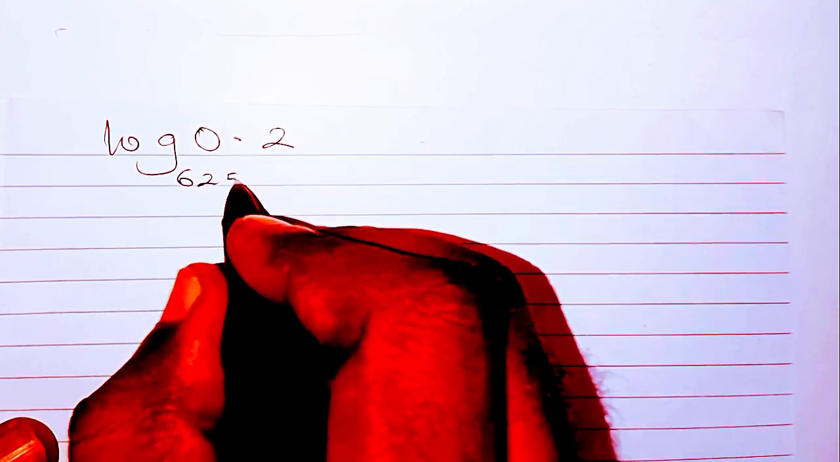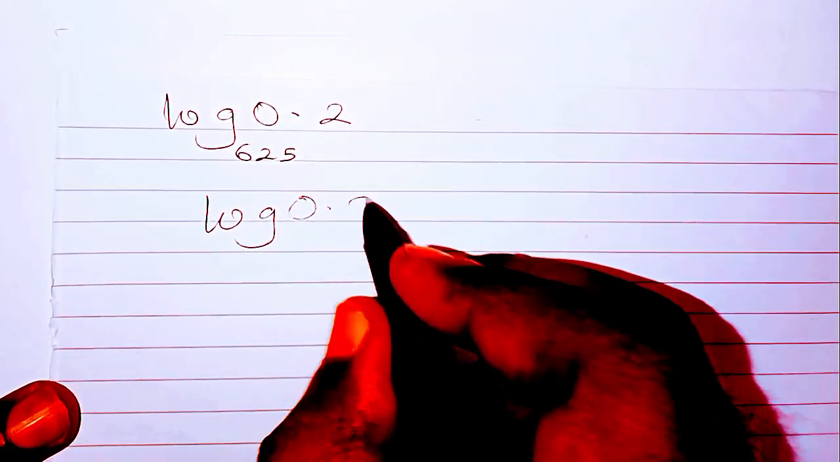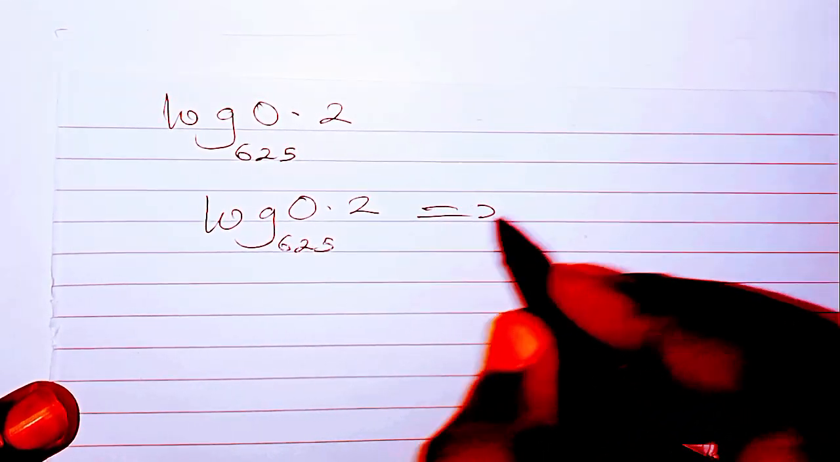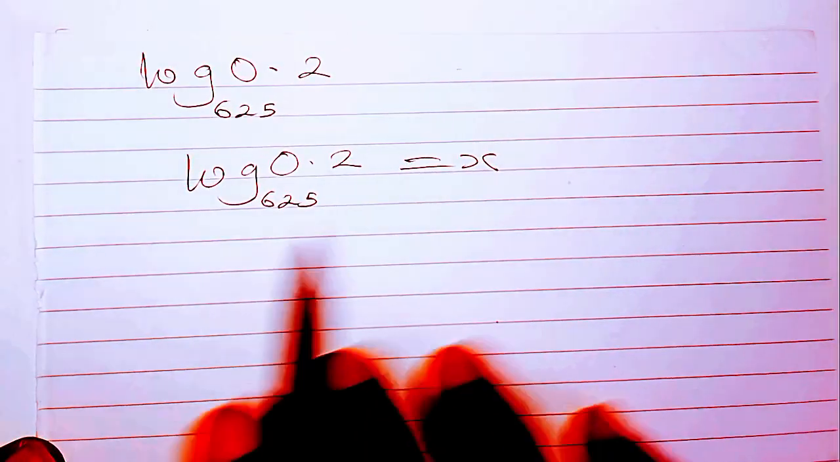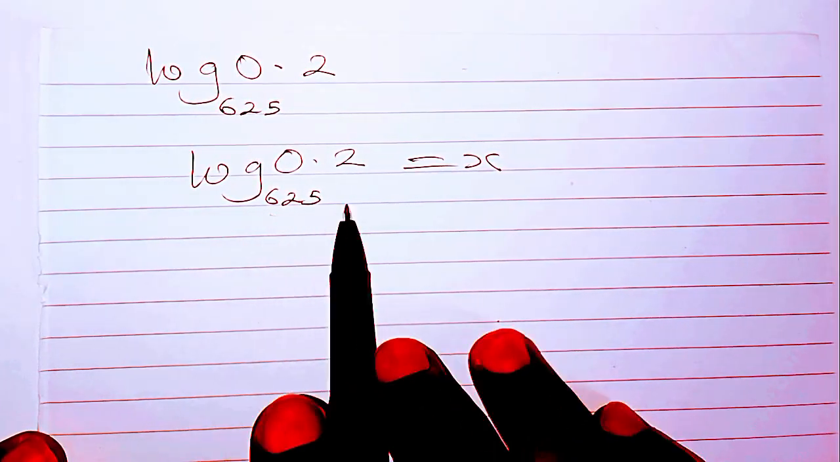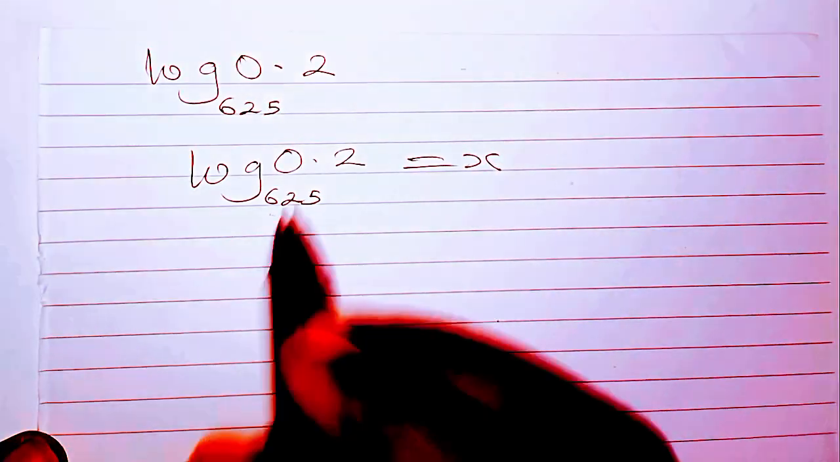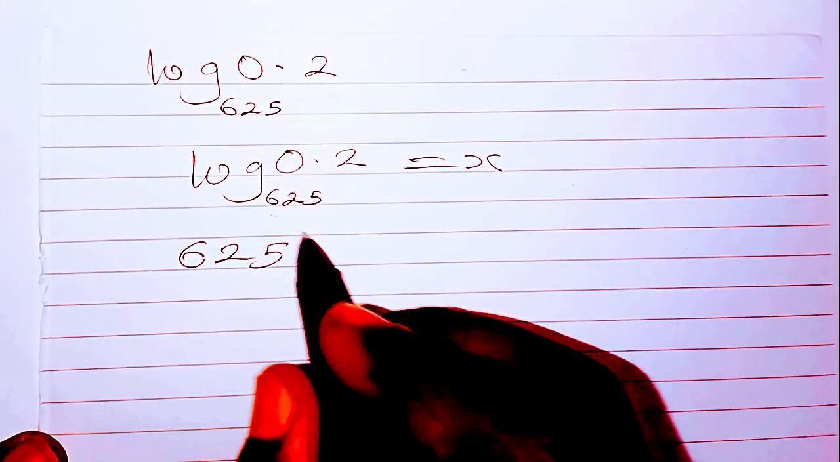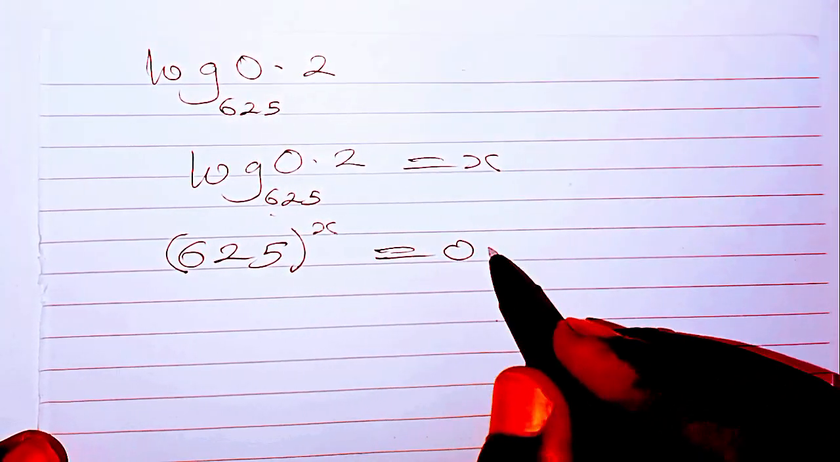In this example, we are given log 0.2 base 625. So we can just say let log 0.2 base 625 be x. So if it is x, then we can change it to index form: 625 raised to the power of x equal to 0.2.